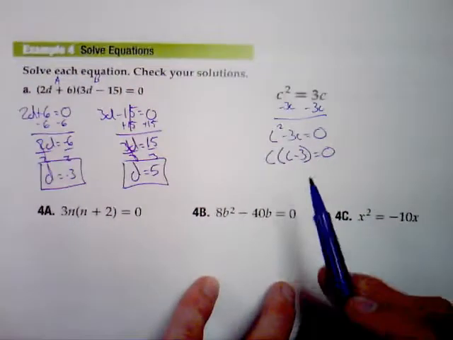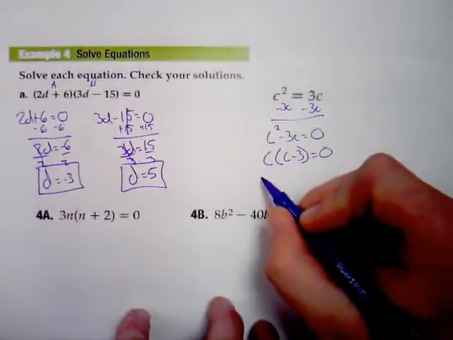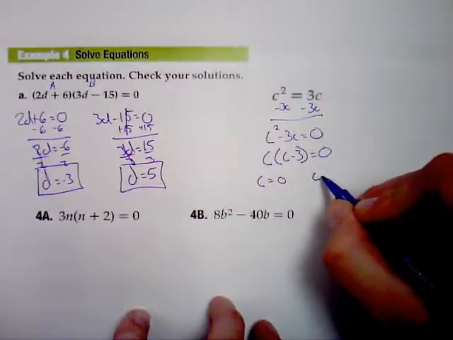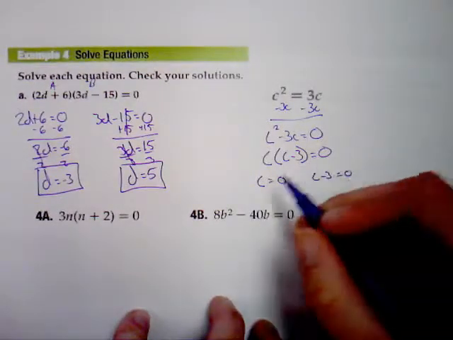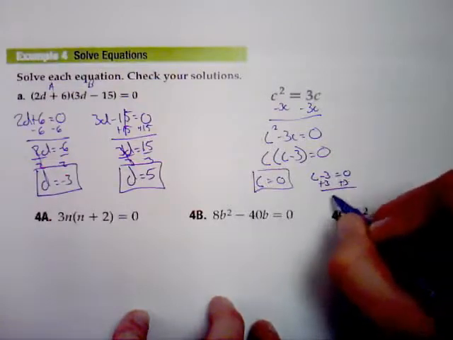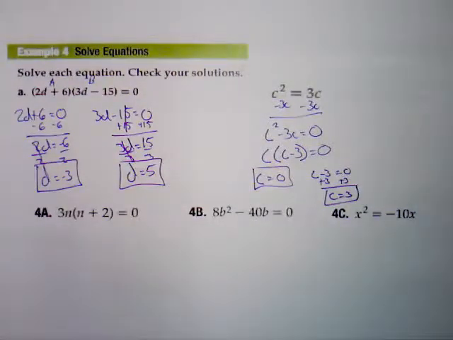Now I have two things multiplied together to equal 0, c and c minus 3. So we set each one equal to 0. C equals 0, c minus 3 equals 0. This one's already solved. This one, I add 3 and c is equal to 3. Those are my two answers, or roots, to the equation.